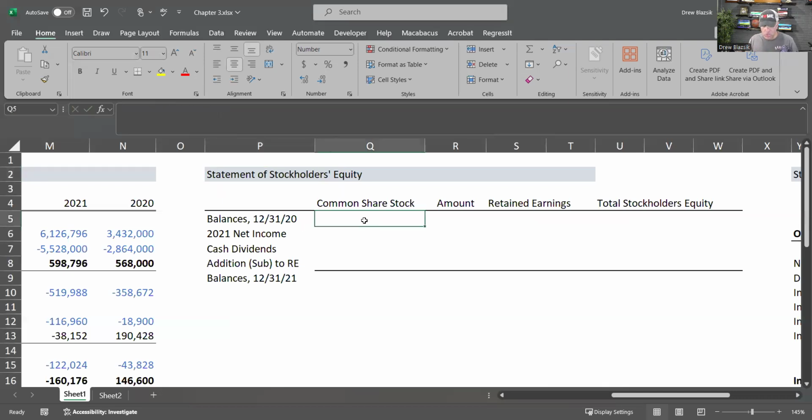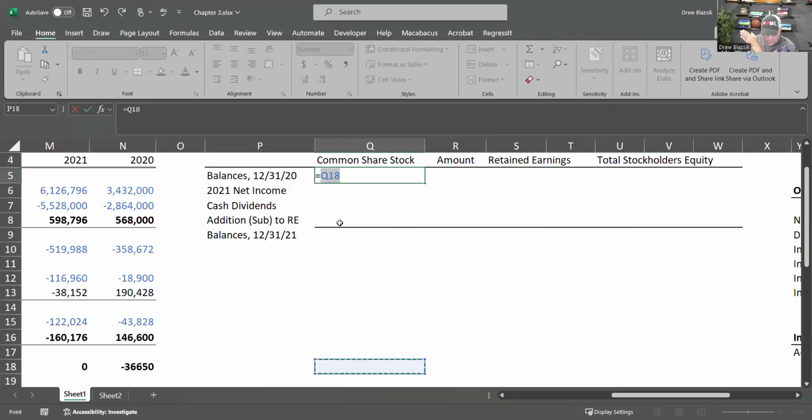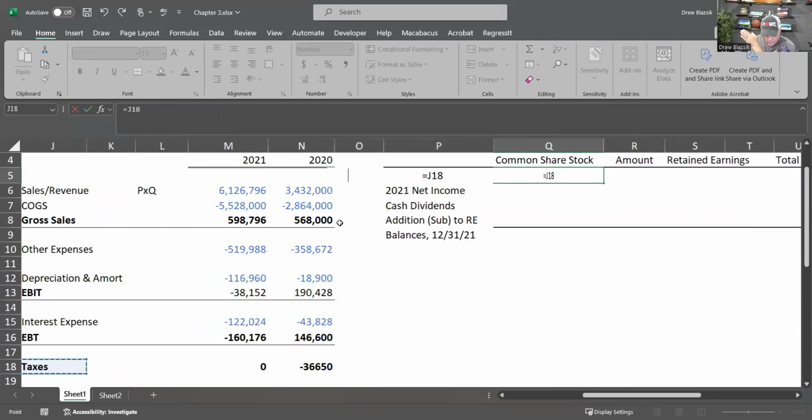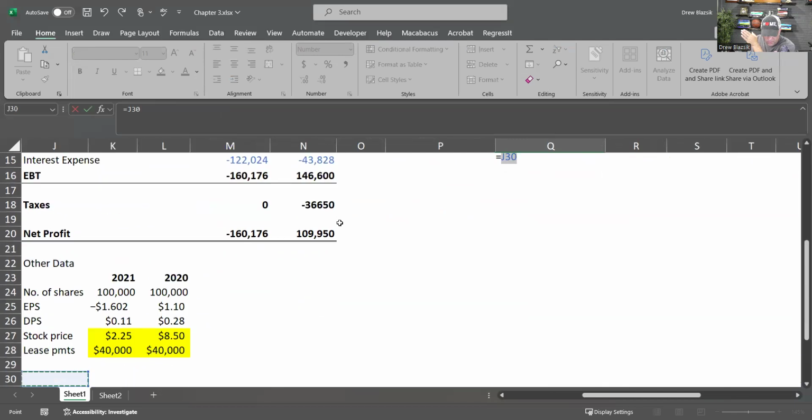All right. First thing we want to know, so we're looking at balances of 2020, common share stock. How many shares outstanding? Well, I'm going to find that. I have that in my other data. Look all the way down. We're looking at 2020, so that's 100,000 shares.